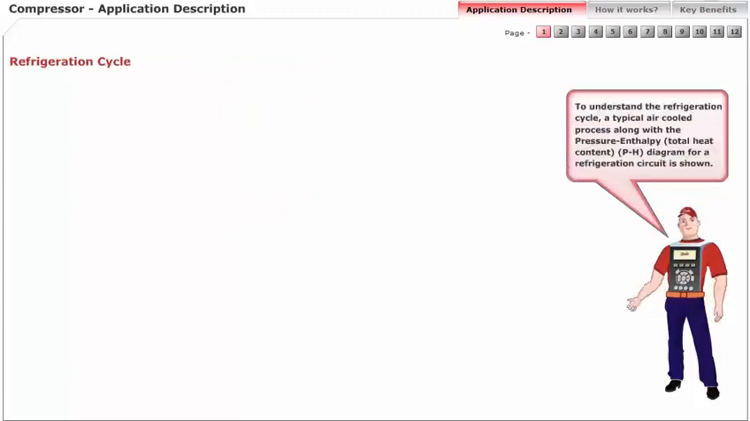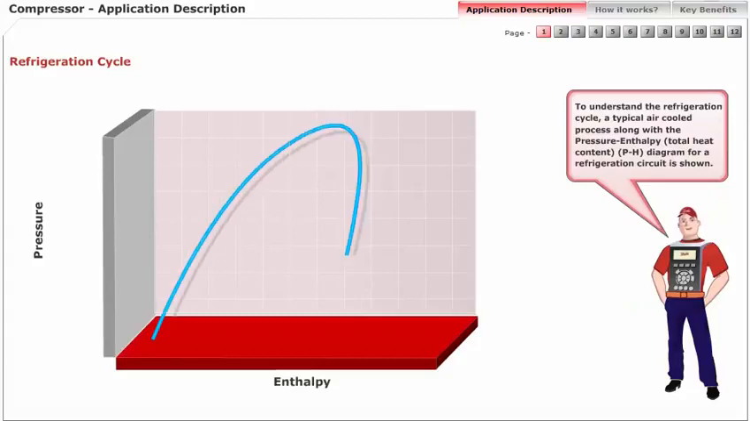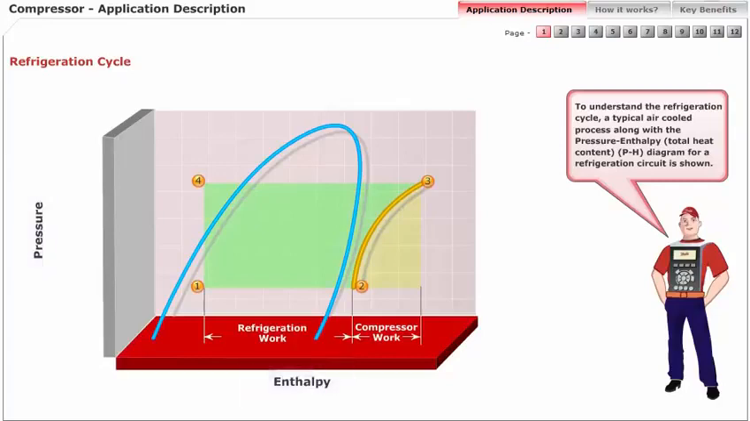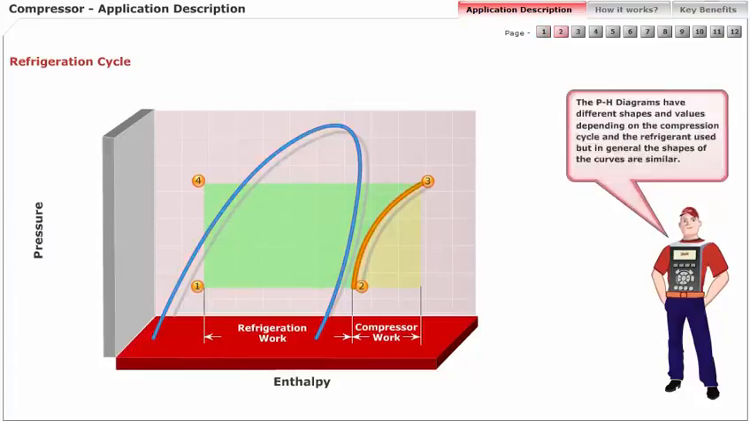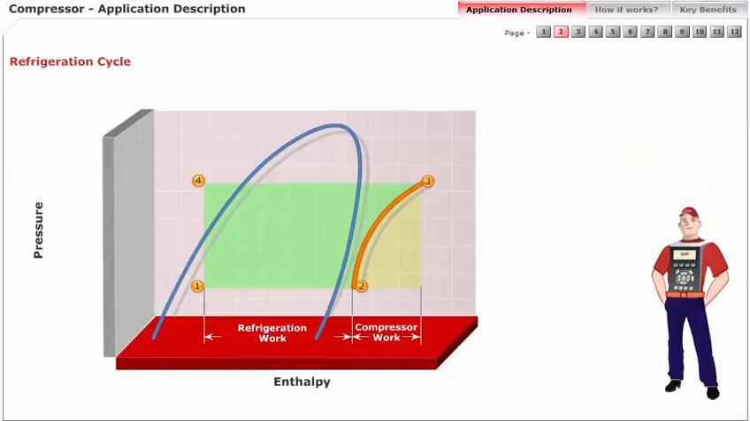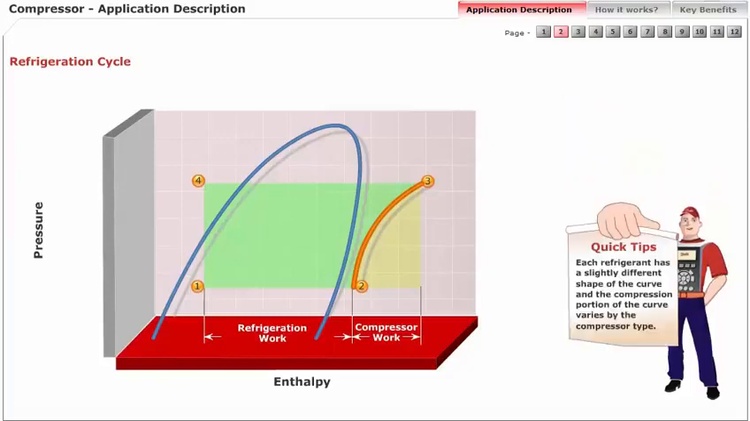To understand the refrigeration cycle, a typical air-cooled process, along with the pressure enthalpy (total heat content) pH diagram for a refrigeration circuit, is shown. The pH diagrams have different shapes and values depending on the compression cycle and the refrigerant used, but in general, the shapes of the curves are similar. Each refrigerant has a slightly different shape of the curve, and the compression portion of the curve varies by the compressor type.